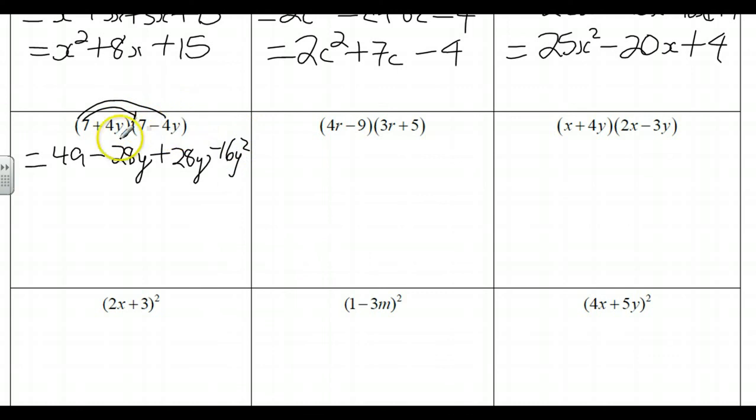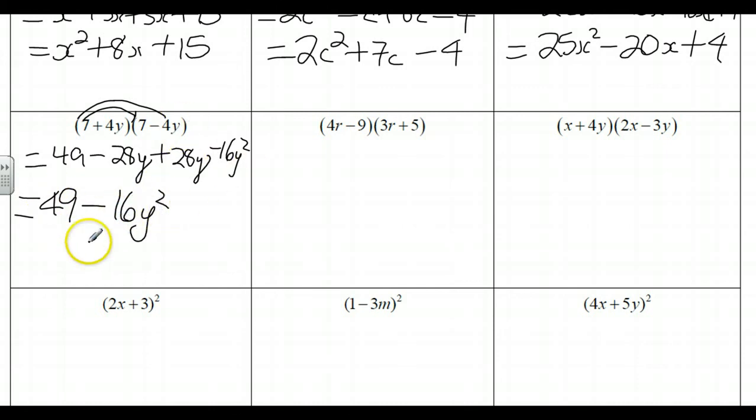So you see why we spent all that time on roots and powers, right? You've got to multiply. 4 times 4 is 16. y times y is y squared. Okay, let's collect. 49, minus 28y plus 28y is 0. So then we're just left with minus 16y squared.